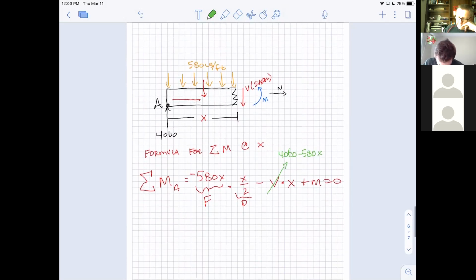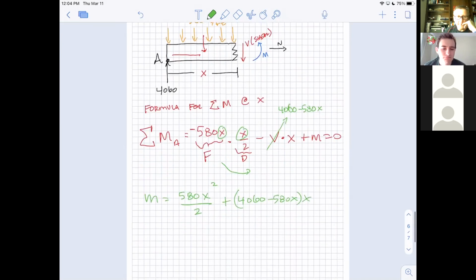So let's try to solve that equation for m. I'm going to add this over to the other side. So I've got m equals 580 times x, since there's 2 of them, right? So x squared divided by 2. And then this would be plus v times x, which would be 4060 minus 580x times x. Is that right? You agree with that?